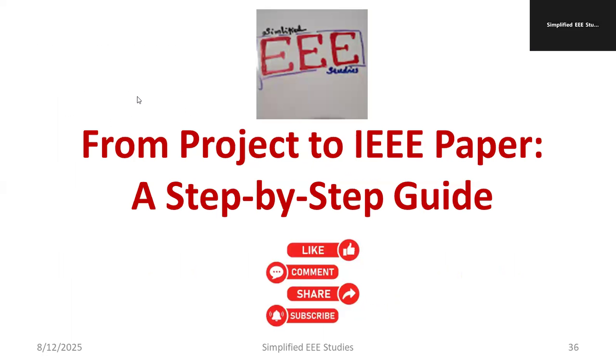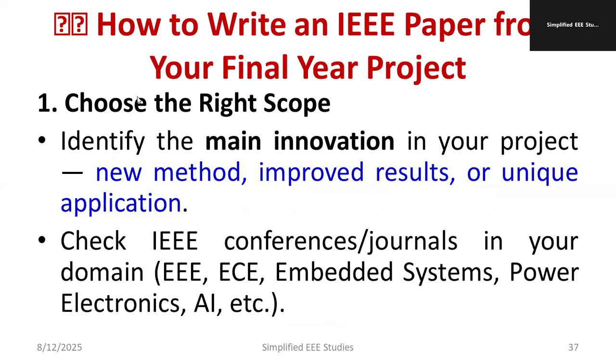Here, however, I'm going to talk about how to convert your project work into a conference paper, from project to IEEE paper. A step-by-step guide I'm going to present in front of you. There are certain checklists you need to follow accordingly. Number one, choose the right scope. Identify the main innovation in your project, for example, a new method, improved result, or unique application that you have to find out.